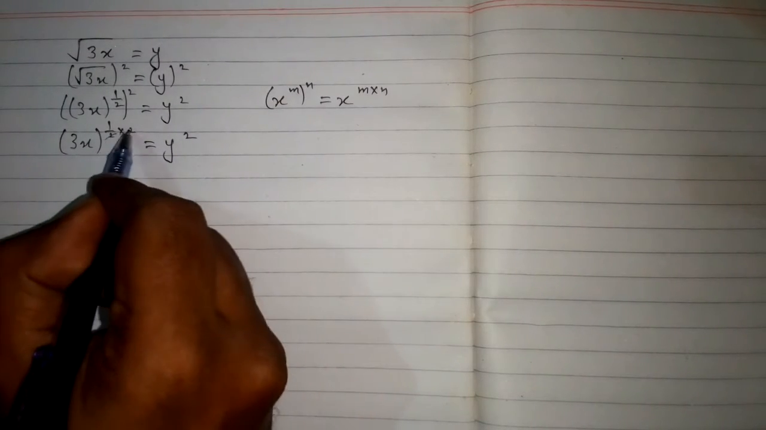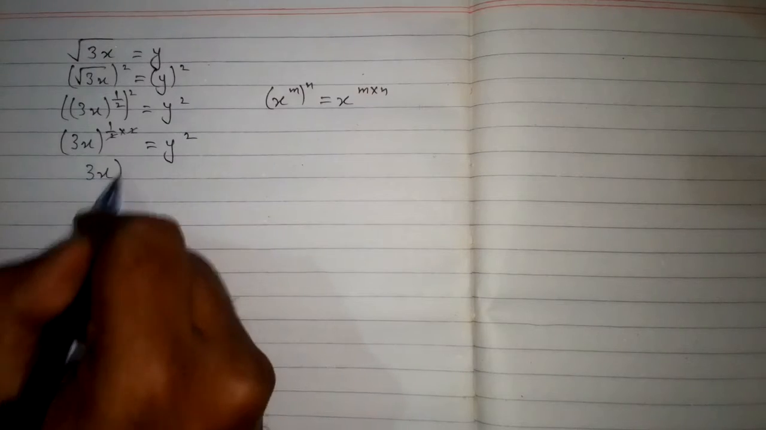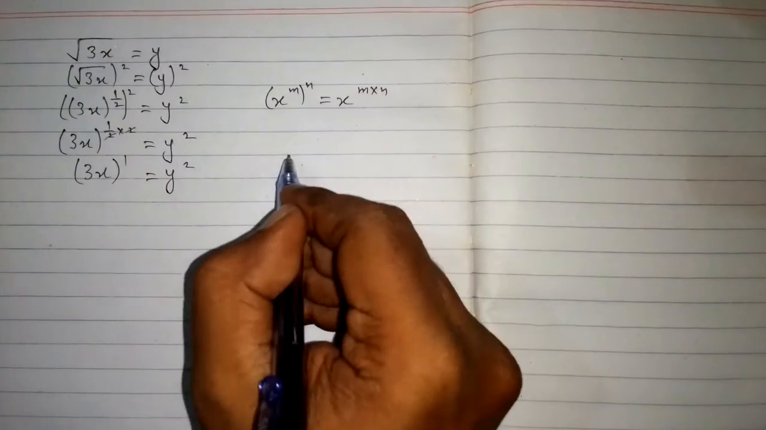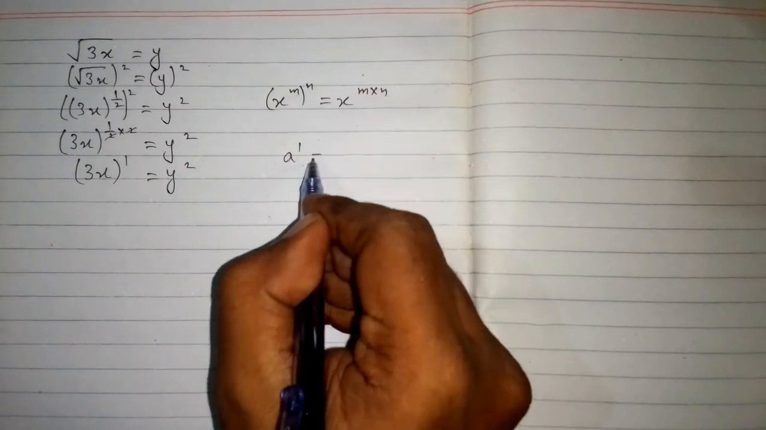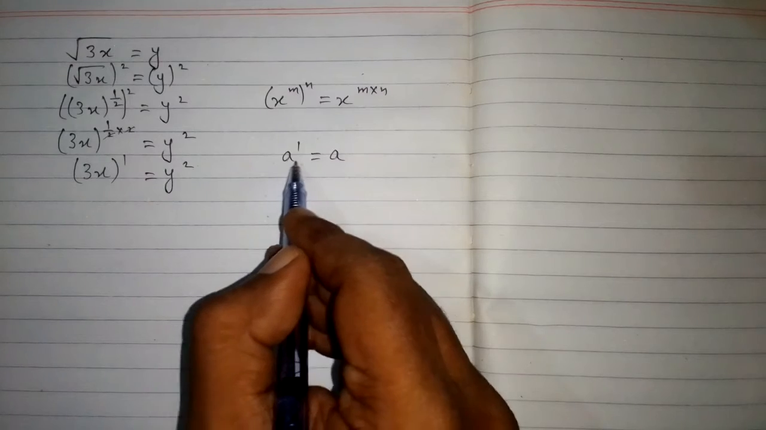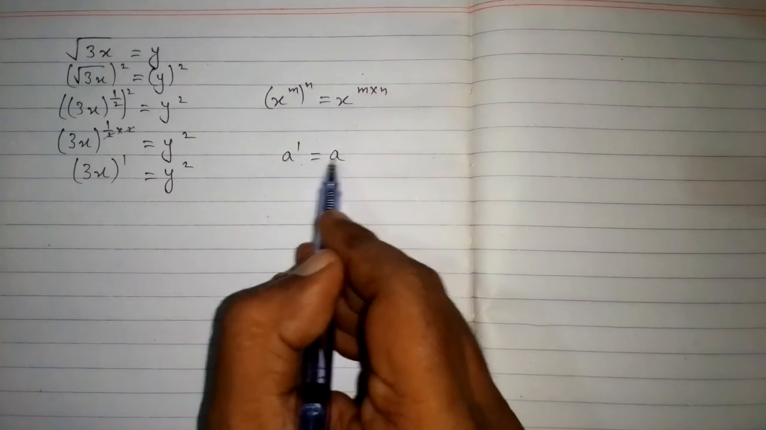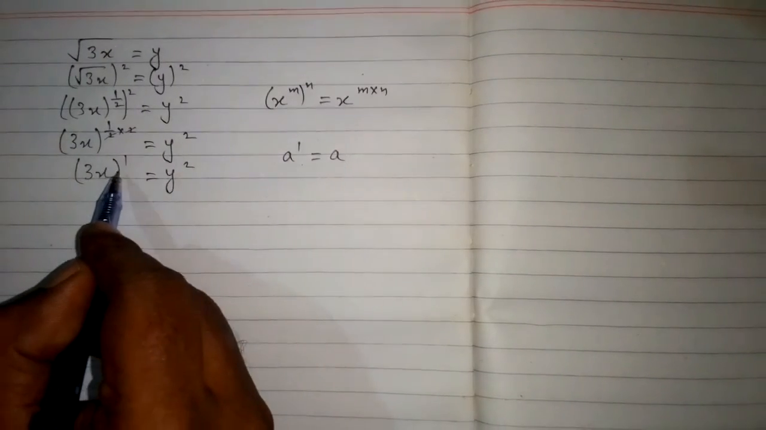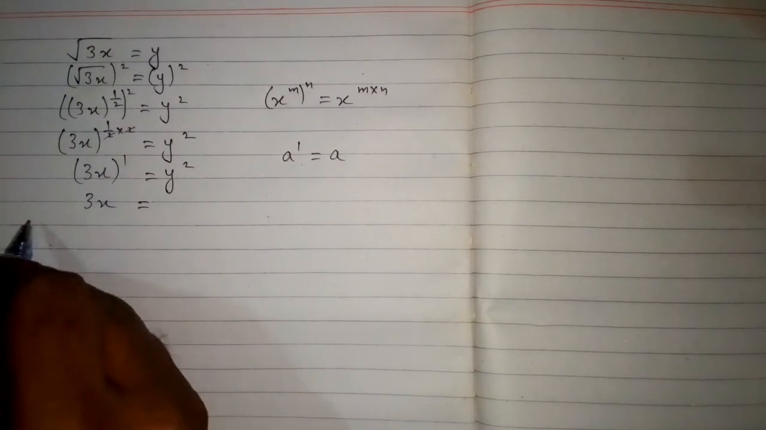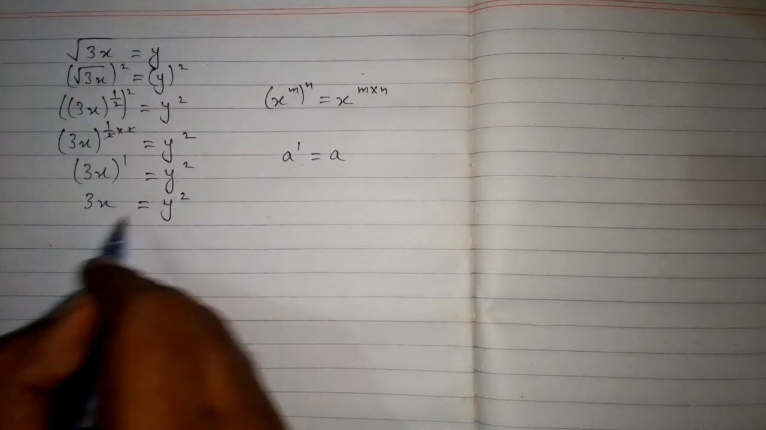Now we can cancel this 2 and 2. So we have 3x to the power 1 is equal to y square. Anything raised to the power 1 is again the same thing. For example, a raised to the power 1 is equal to a. So 3x whole raised to the power 1 is equal to 3x. So we have 3x is equal to y square.